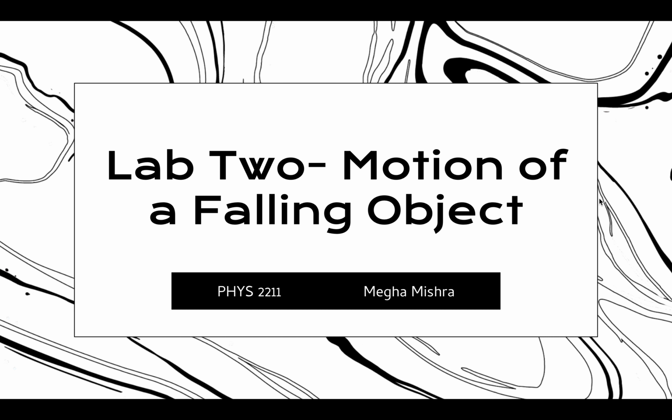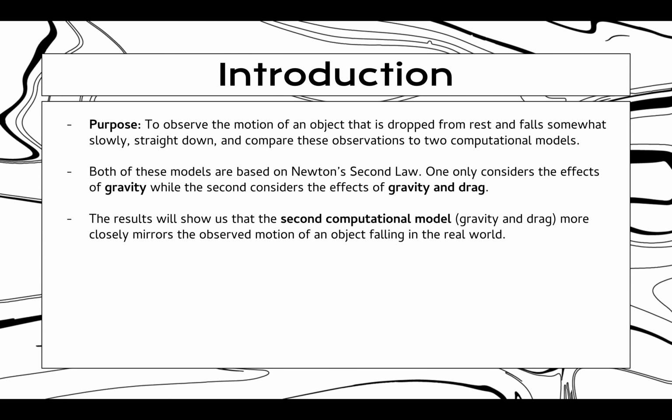I'm Megha Mishra, and today I'm going to be discussing the second Physics 2211 lab regarding the motion of a falling object. To start, the purpose of the lab was to observe the motion of an object that is dropped from rest and falls somewhat slowly and straight down, and then compare these observations to two computational models. Both models are based on Newton's second law.